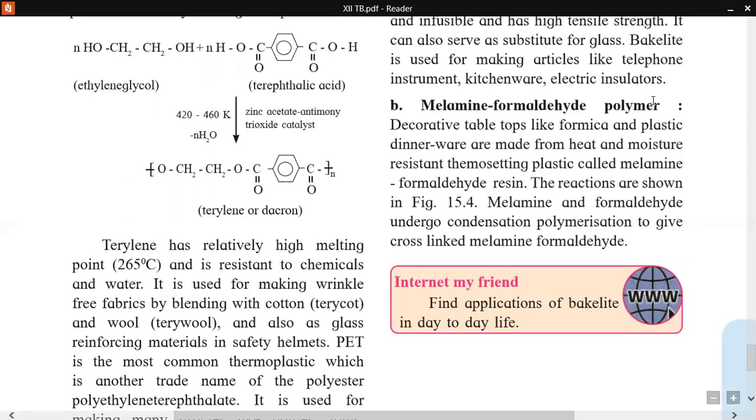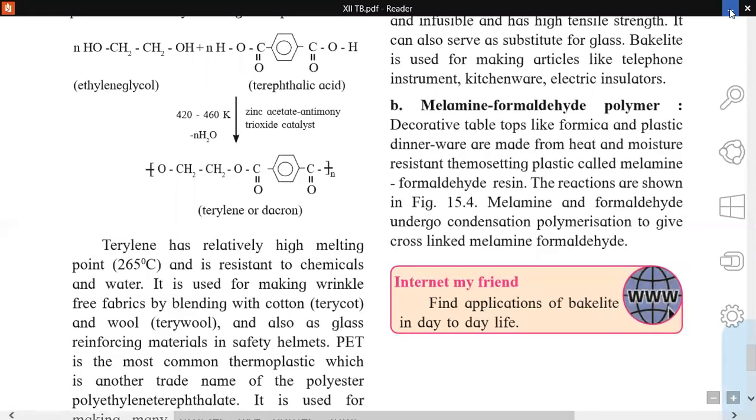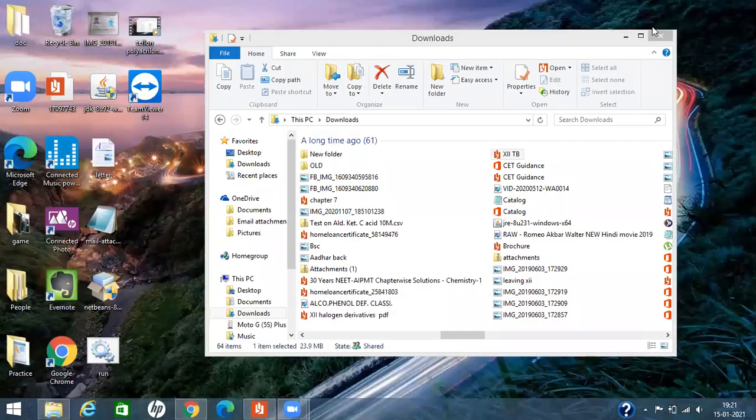Melamine and formaldehyde undergo condensation polymerization to give cross-linked melamine formaldehyde, and that is about the phenol formaldehyde polymer. Thank you.